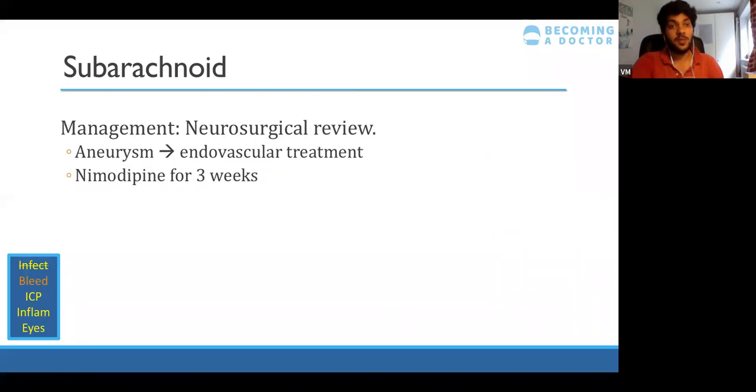In terms of the management of subarachnoid hemorrhage, it's mainly under the guise of neurosurgery. They do surgery things, clipping, endovascular clipping for aneurysm. But in terms of long-term preventative measures, you put the patient on nimodipine, which is a calcium channel blocker, for 3 weeks after.